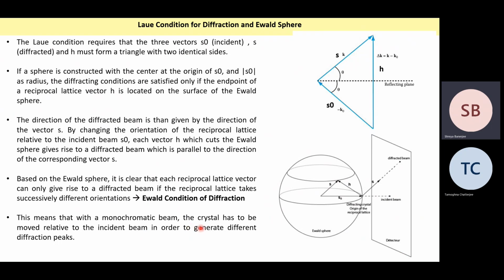So for a monochromatic beam, the crystal has to be moved relative to the incident beam in order to generate different diffraction peaks. So as I was saying earlier, when you are mounting the crystal on the goniometer, it has to be mounted at different angles to get the picture of the crystal from different sides.